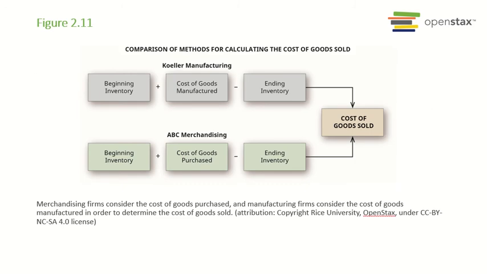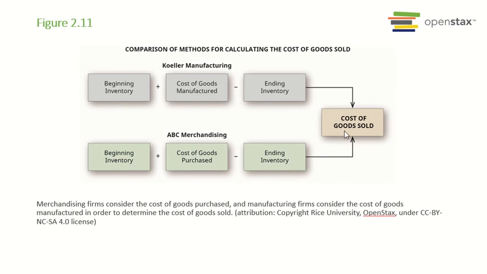So let's look at a comparison of how to calculate cost of goods sold for a manufacturing firm and a merchandising firm. For a manufacturing firm, we have beginning inventory plus cost of goods manufactured minus ending inventory. We get the cost of goods sold. For a merchandising firm, we start with beginning inventory, same thing, plus cost of goods purchased minus ending inventory. We get the cost of goods sold.